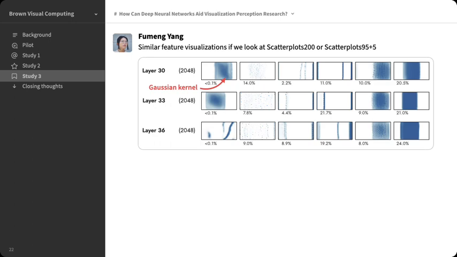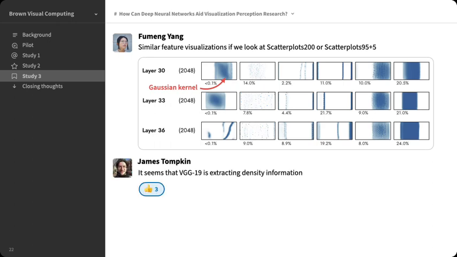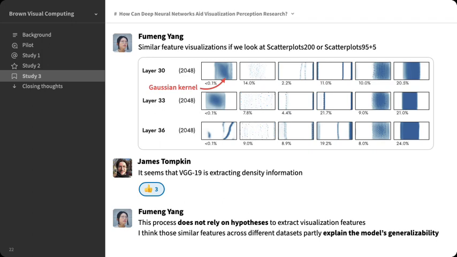So our study 3 shows that in deeper layers, there are interpretable features such as Gaussian kernels, correlation lines, and dots. Gaussian kernels may suggest that besides prediction ellipse, people also need density information when making their judgments. I'm not going to explain each feature here. Please refer to our paper and supplementary materials. Importantly, this process does not rely on hypotheses to extract visualization features. And because features were similar across different datasets, they partially explained the model's generalizability.